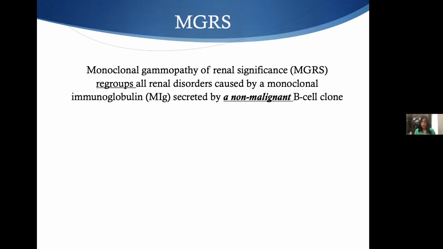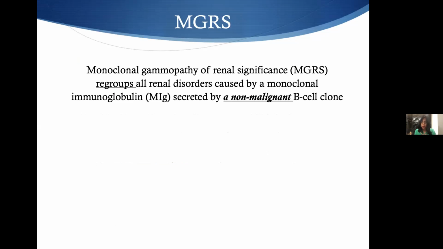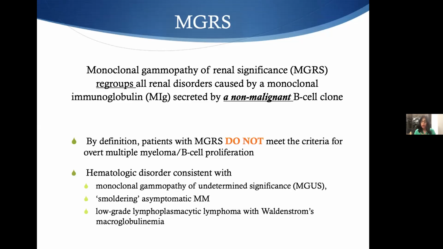So this term, MGRS, or monoclonal gammopathy of renal significance, is just a regrouping of all renal disorders which are caused by a monoclonal immunoglobulin secreted by a non-malignant B-cell clone. What does that mean? It means all the diseases of patients who have abnormal light chain in their serum, and they have a renal problem related to the light chain, and they don't have malignancy. What do we call them? We call them MGRS. This is why, in primary or AL amyloidosis, only 20% of patients have an underlying malignancy. The rest, 80%, are MGRS. And this is the commonest and the best known example of MGRS.